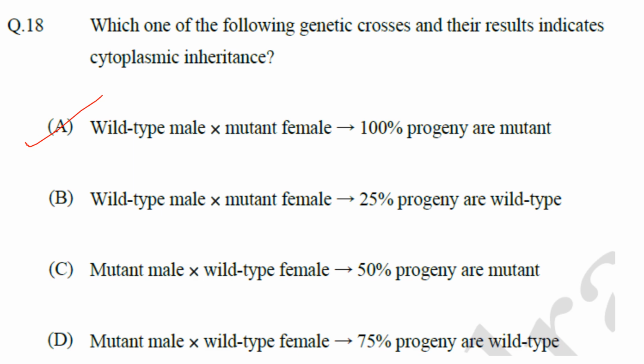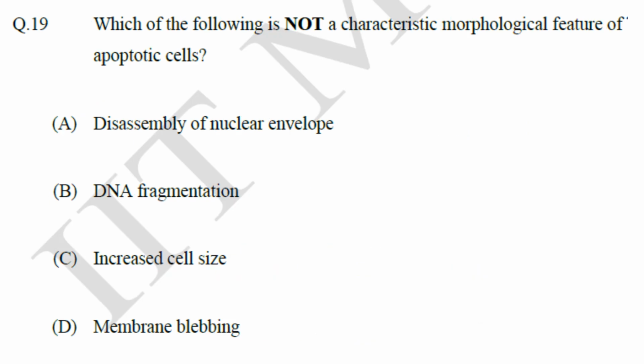Whereas others, if you see, wild type male, mutant female, only 25% of the progeny are wild type. So male doesn't contribute the cytoplasmic DNA. So B is not correct. Mutant male, you get 50% progeny mutant. The male doesn't contribute to cytoplasmic inheritance. So C is also not correct. Mutant male into wild type female, 75% progeny are wild type. Only 75% progeny are wild type, but if 100% progeny are wild type, then it would have been cytoplasmic inheritance. So D is not correct.